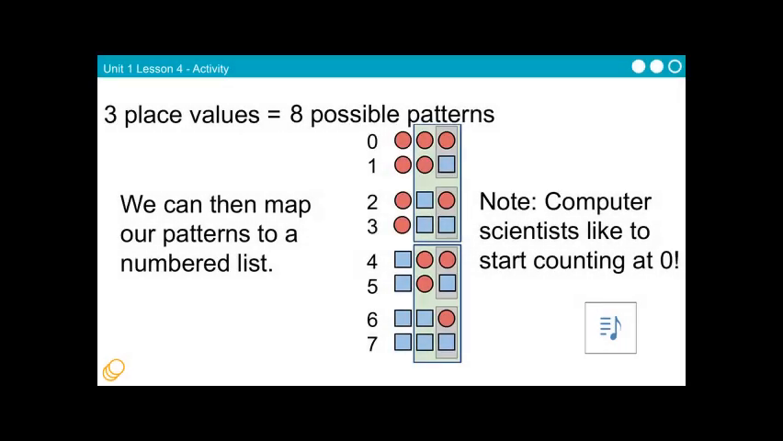What about three place values? Well, we can make two copies of the two place values. Then, just like we did before, fill in the first set with circles and then the second one with squares in front. This makes up how many arrangements? 8, 9? 8 is correct.